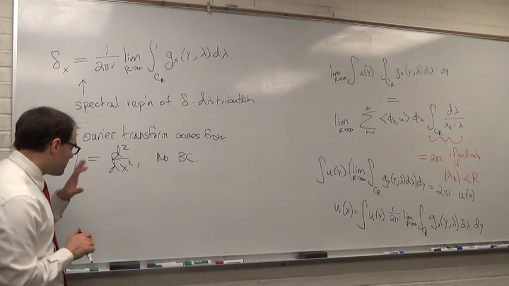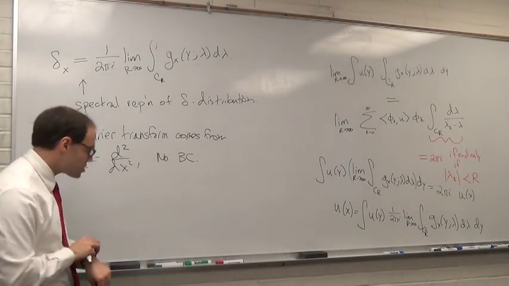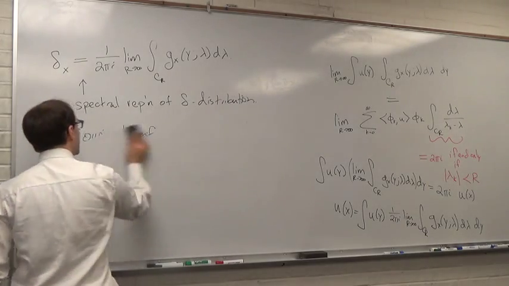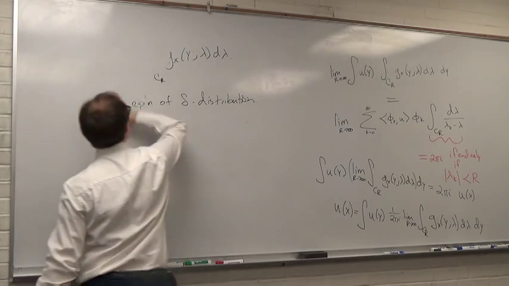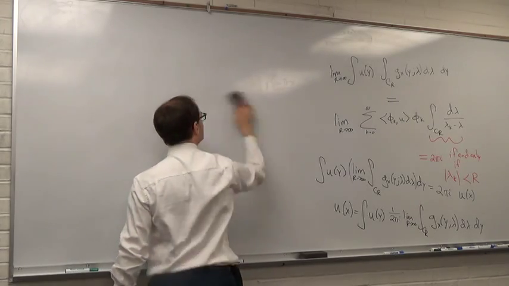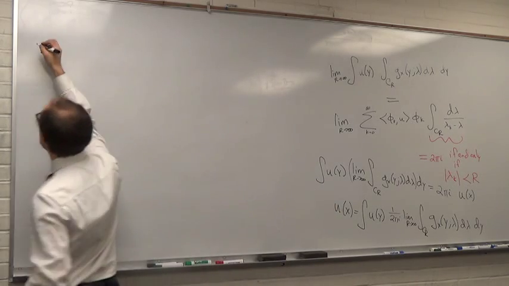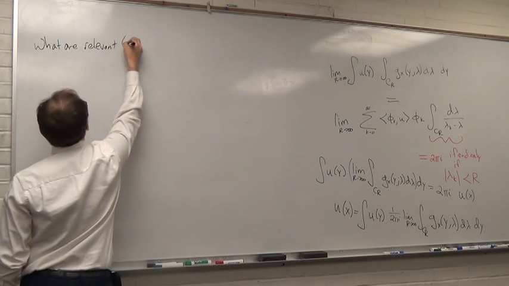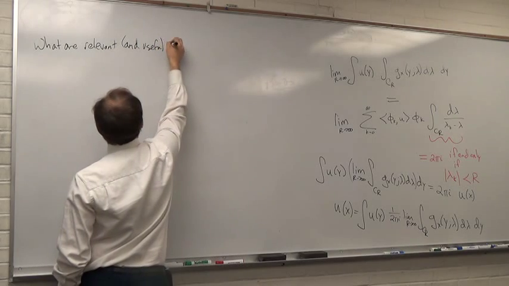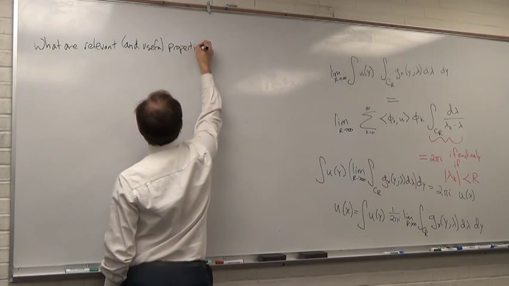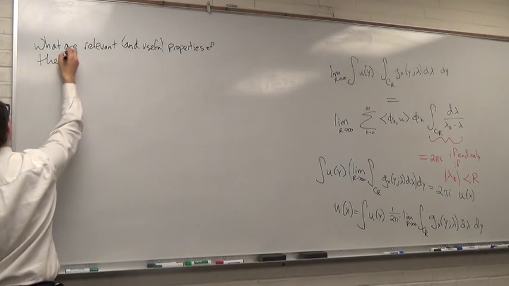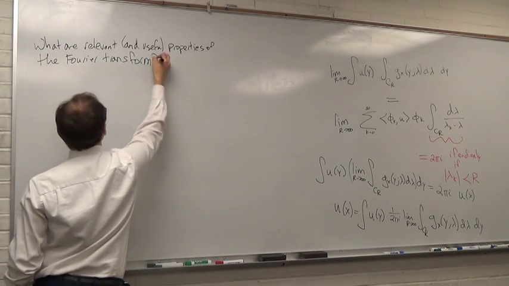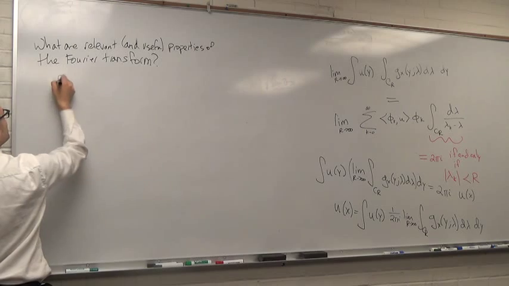Okay, so that brings us back to the main point of this, which is, all right, what are the various properties of the Fourier transform? And how are they useful in some sense? So what are relevant, useful properties of... well, let's put that Fourier transform back on the board.